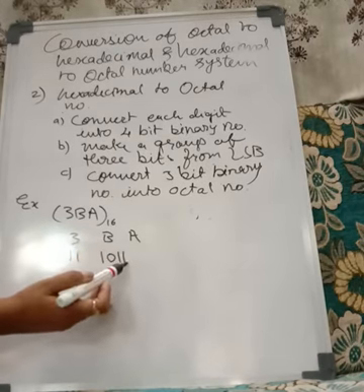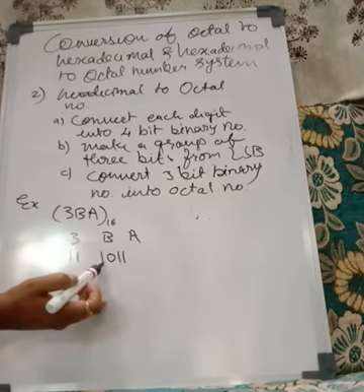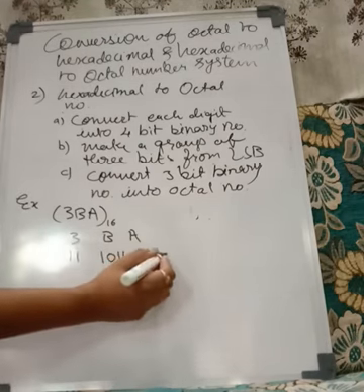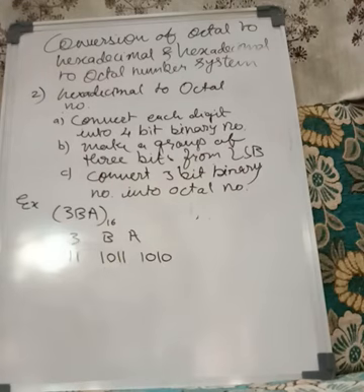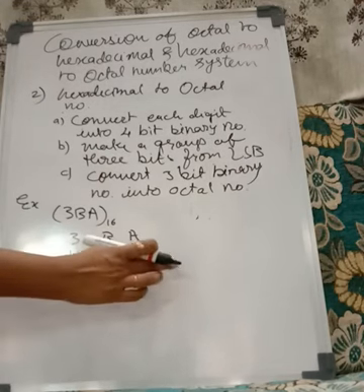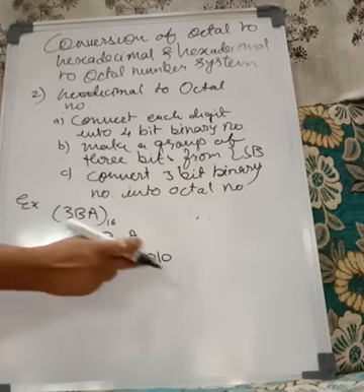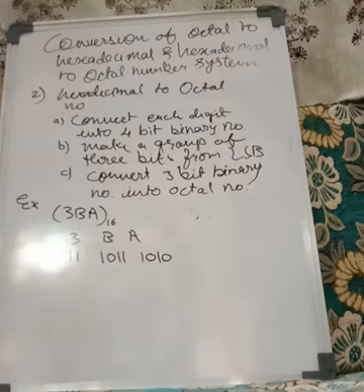See, 2 to the power 0 is 1, 2 to the power 1 means 2, 2 plus 1 is 3, and this is 2 to the power 3, which is 8. So this will be 11. Now A is 1, 0, 1, 0. That is, A is 10. Therefore, this is 2 to the power 0, which is 0, 2 to the power 1 is 2, and this is 2 to the power 3 is 8. So 8 plus 2 is 10, and 10 can be written as A.